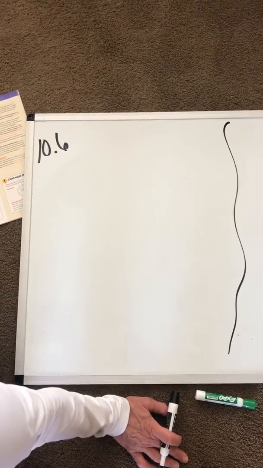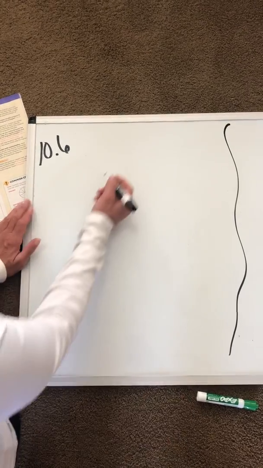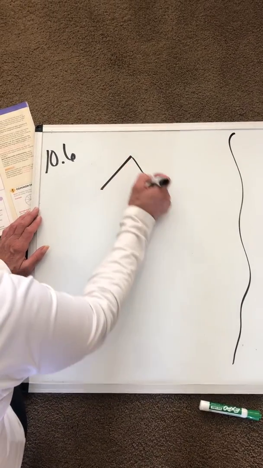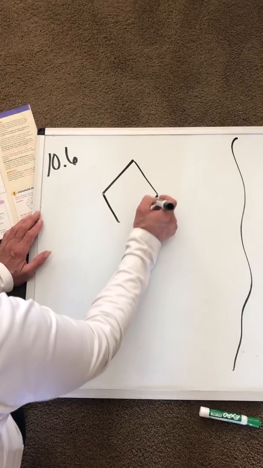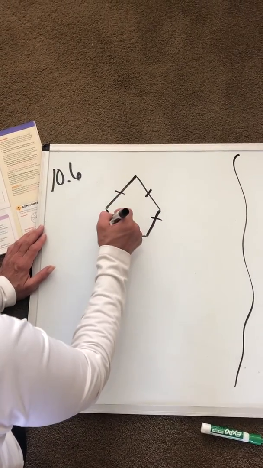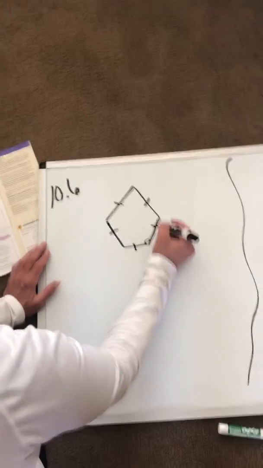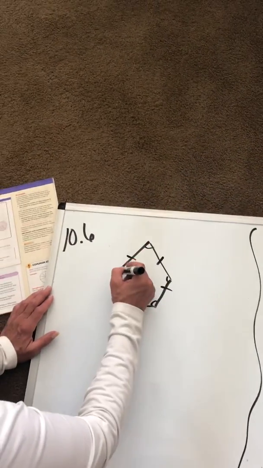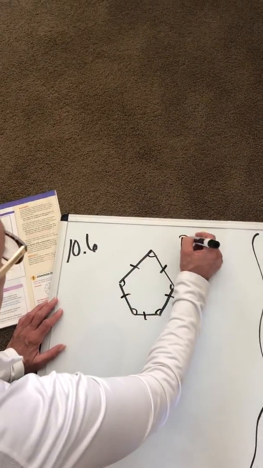So I'm going to do two different examples for you. The first one we're going to work with is a five-sided figure. All side lengths are equal, all angles are equal. So that makes this a regular pentagon.